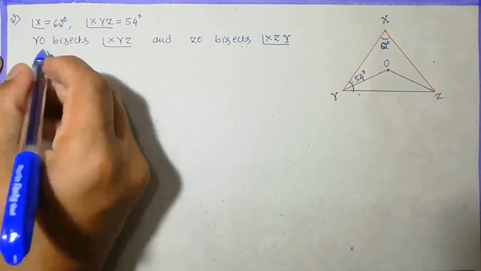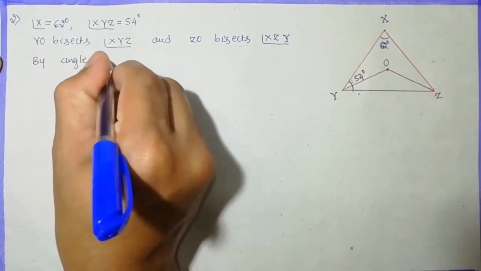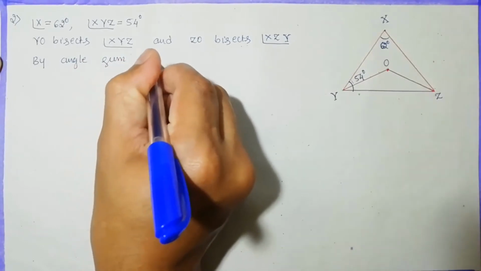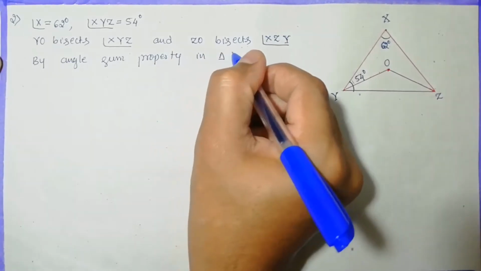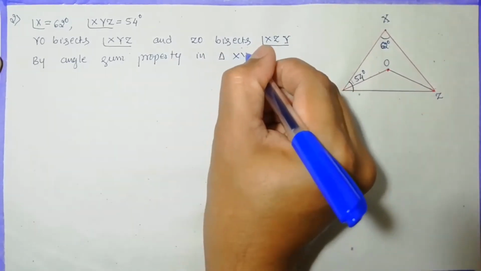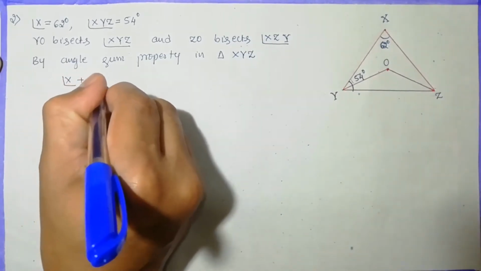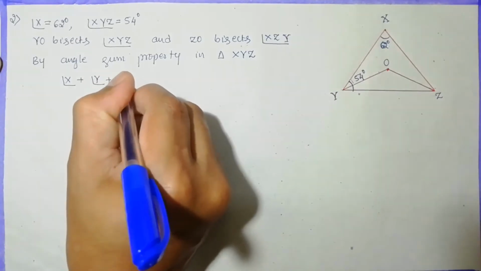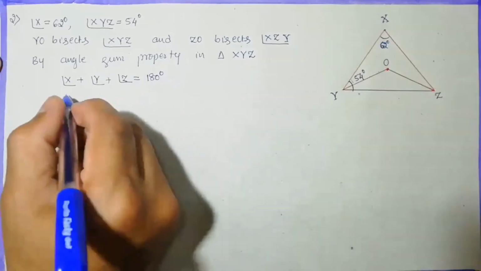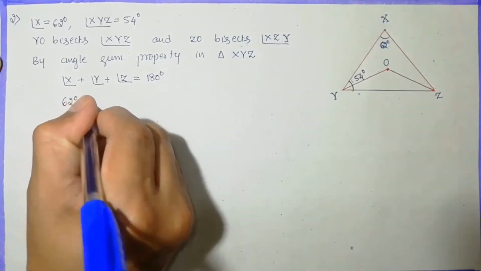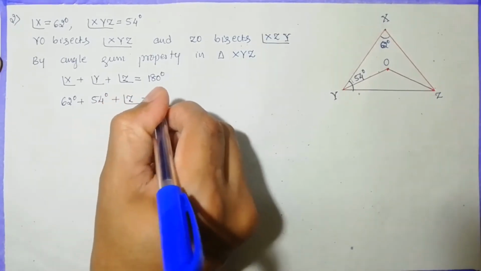Okay, so now look at here, by angle sum property, in triangle XYZ, we can write like this: angle X plus angle Y plus angle Z should be equal to what? 180 degrees. Okay, angle sum property. Angle X means 62 degrees plus angle Y means 54 degrees plus angle Z is equal to 180 degrees.